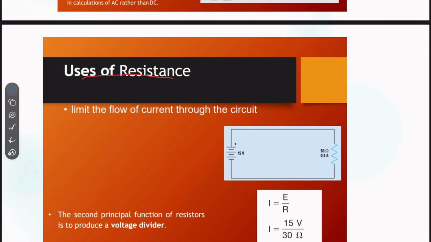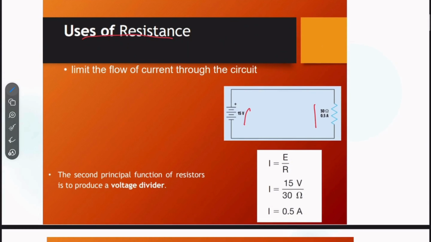Use of resistance. We use the resistor to limit the flow of current through the circuit. For example, we have a circuit like this. We have 15 volts and here we have 30 ohms resistance. So what's the current? By using Ohm's law, I equals E divided by R. So here we have 15 volts divided by 30 ohms, which gives us 0.5 amps. If we change the resistance to 15 ohms, 15 volts divided by 15 ohms is 1 amp. So that will give us a bigger current.